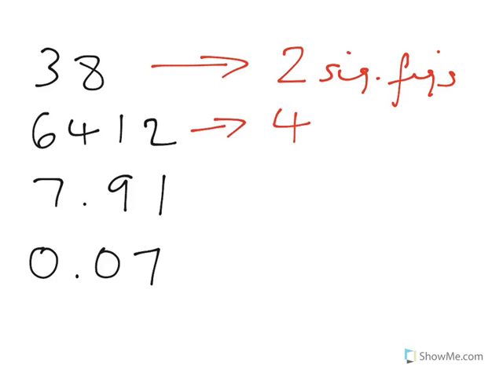6,412 has 4. 7.91 has 3. Now 0.07, now there is a rule that you do not count the noughts at the beginning. So if your number starts with 0 point or 0.0, you don't count them as significant figures. So 0.07 only has one significant figure.